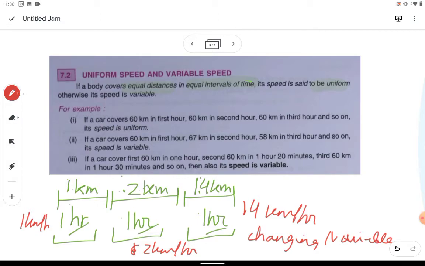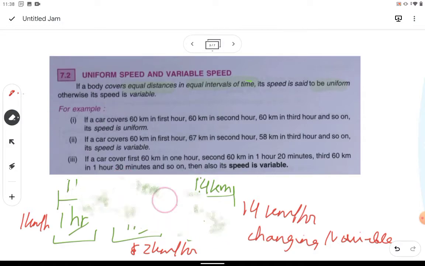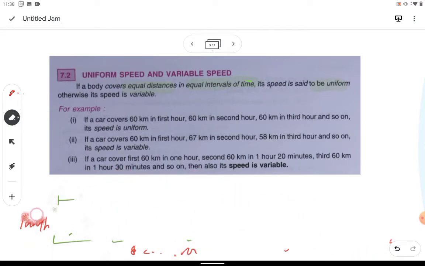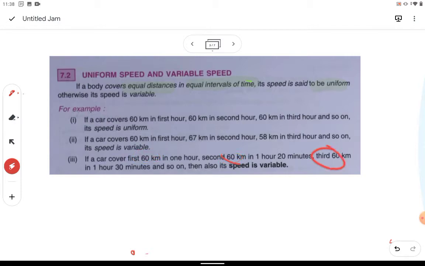So this is what they have said here. You can read the example to understand more. I'm reading the third example, this one. A car covers first 60 km in 1 hour, second 60 km in 1 hour 20 minutes, and third 60 km in 1 hour 30 minutes. So here the distance is same, 60, but the time is different. Even then speed is variable. And here time is same, but distance traveled is different. This is similar to the example we took, and this is also similar to the first example we took.